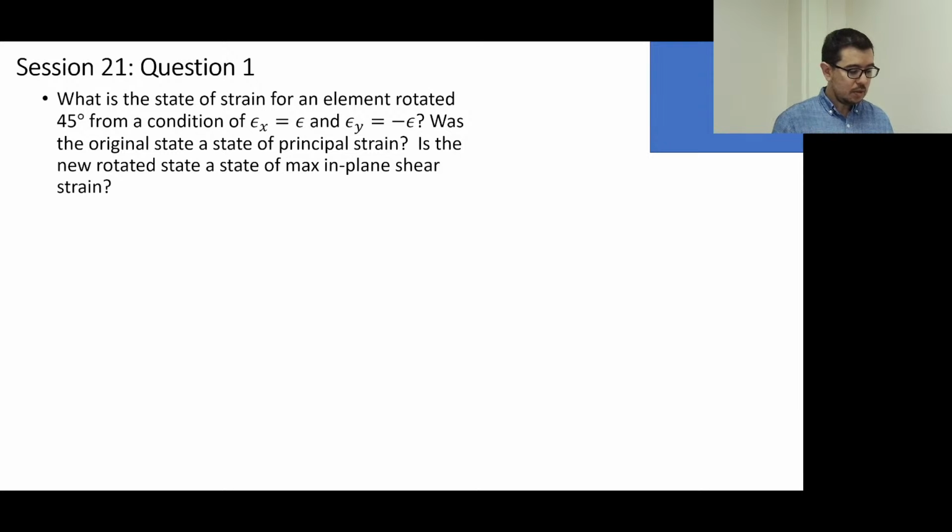One of the questions you'll get to do on the homework is essentially just applying these equations. So that should be straightforward.